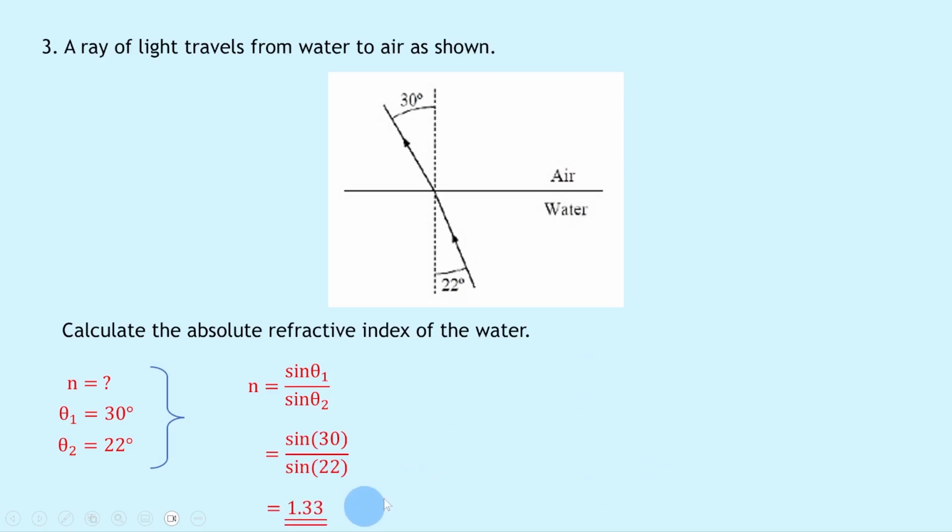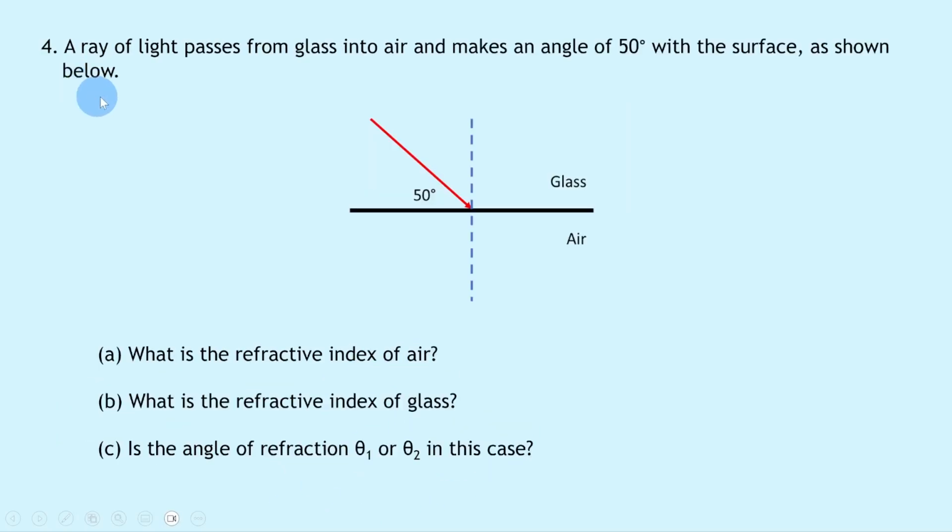And you'll find that value for the refractive index of water on the data sheet in your exam. So comparing them, we can see we got the right answer for water. Question 4 says a ray of light passes from glass into air and makes an angle of 50 degrees with the surface as shown below.